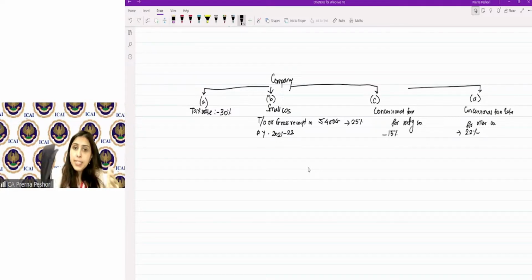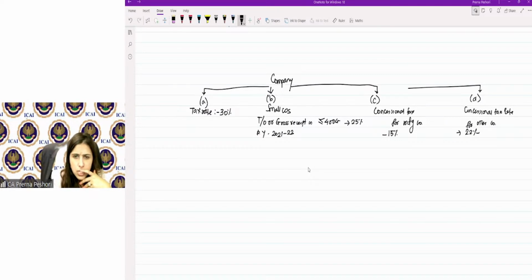Prerna, the 115BAC rebate is available to residents. Resident means ROR as well as RNOR. Shankara, I don't have any idea about the hard copy of the study material. I am not sure. You have to check with the branches. Ramakrishna, this is covered in this particular module itself, the basic concepts.